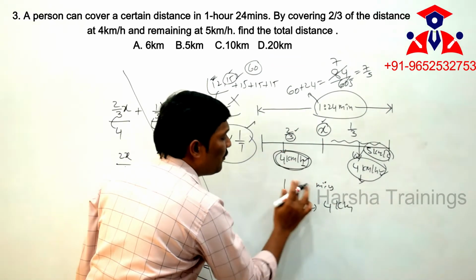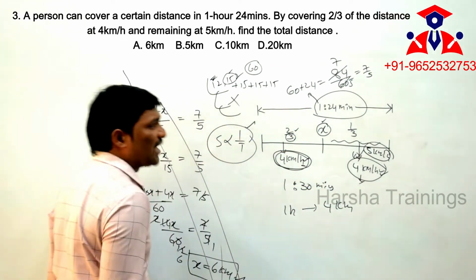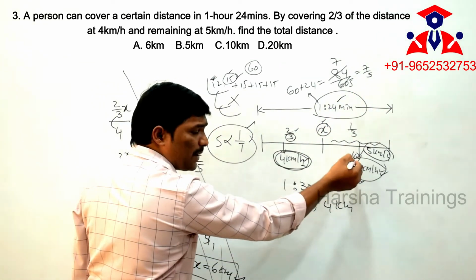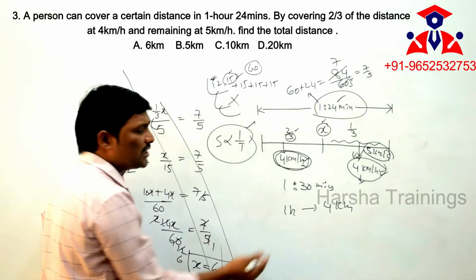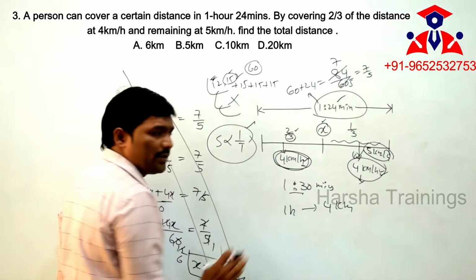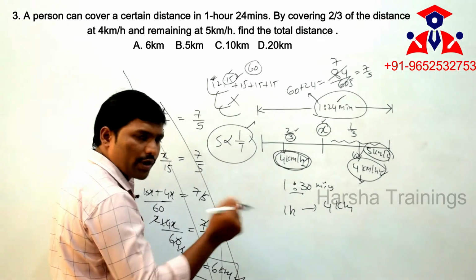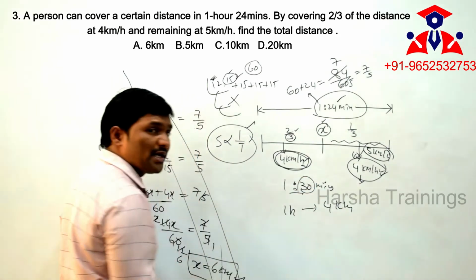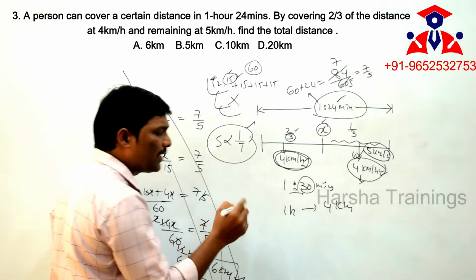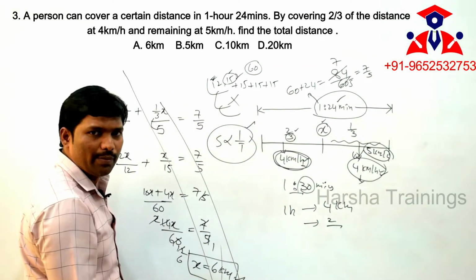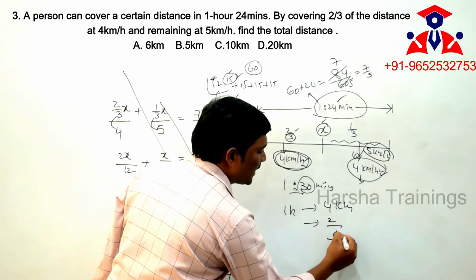Just let us assume we are taking 30 minutes more, guys. The actual time is 1 hour 24 minutes, but since we reduced the speed, the time is increasing. That's why let us assume 1 hour 30 minutes we are taking. 1 hour is equal to 4 kilometers. The remaining time is 30 minutes, which means half an hour, so half an hour is 2 kilometers. Then 4 plus 2 is 6 kilometers, right?